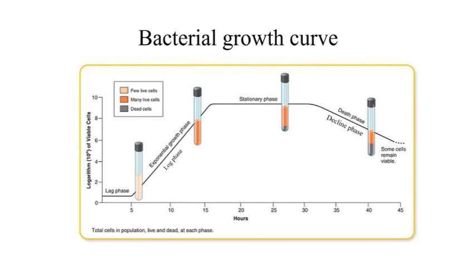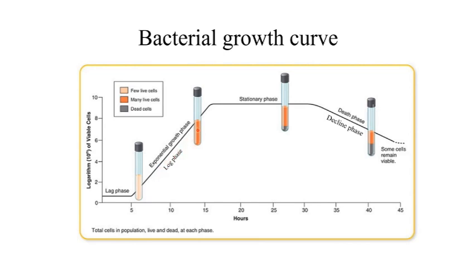And just after this lag phase, this is the log phase or exponential phase. During this phase, the bacterial growth will increase exponentially. And during this time, the bacterial multiplication will be maximum. So we can see the bacterial viable count will increase exponentially.